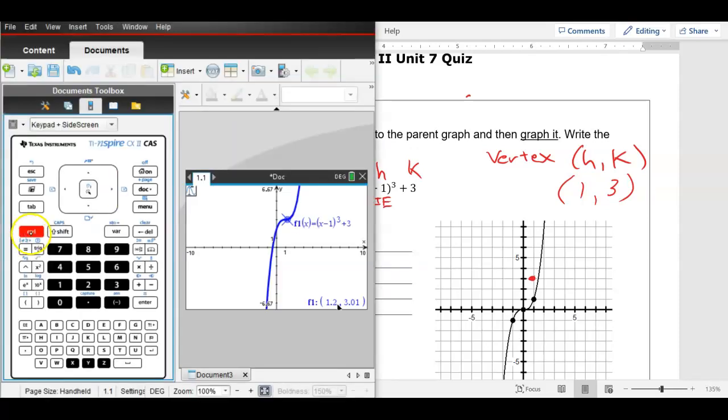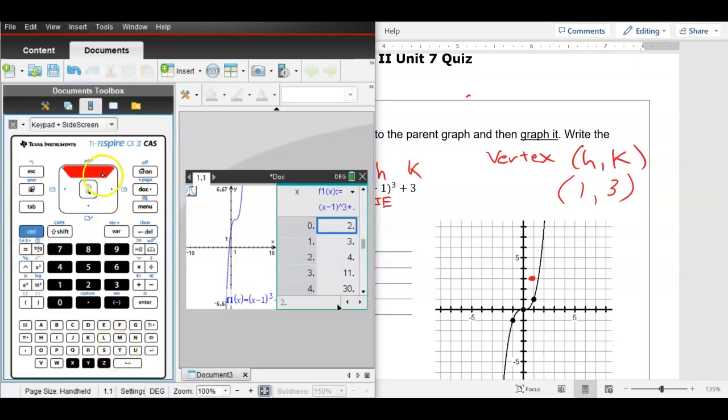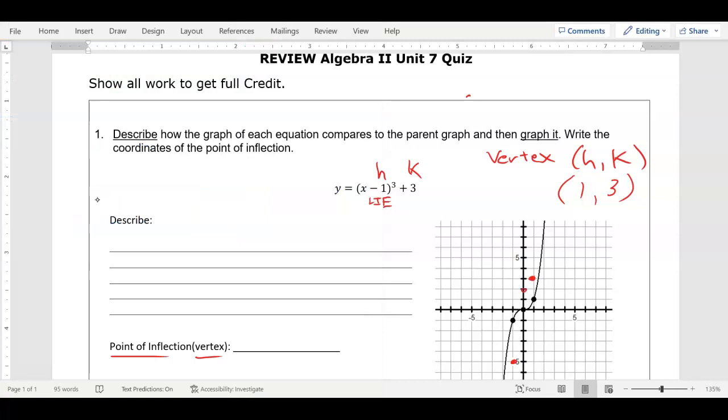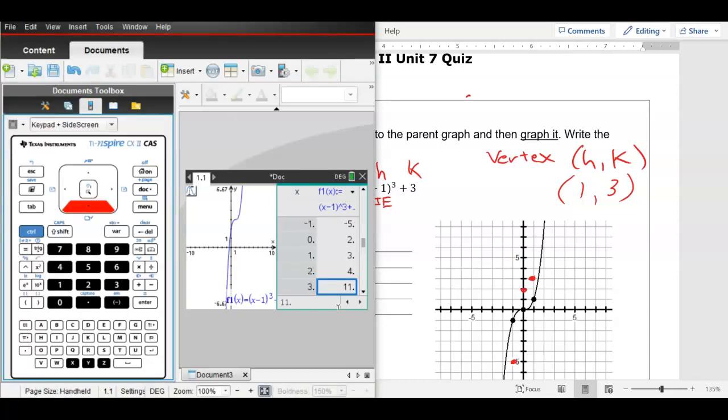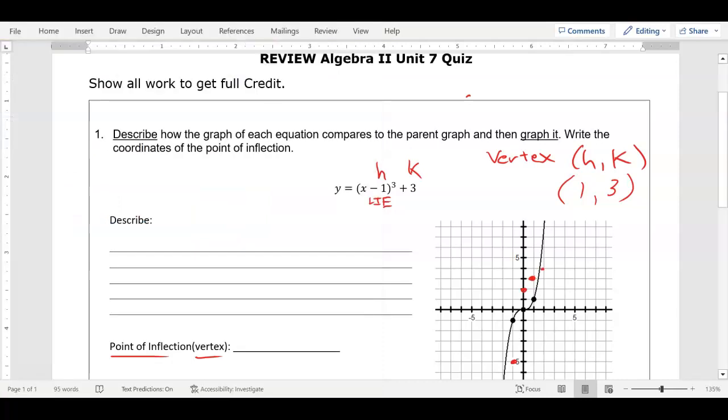And if I do Control T, I get some nice points here. Let's plot these points. -1, -5, 0, 2, 1, 3, 2, 4, 3, 11. And 11 is off the grid. It's a horrible sketch, but you get the idea.